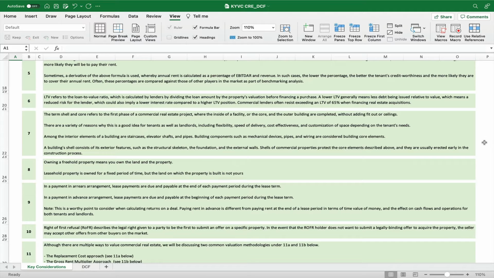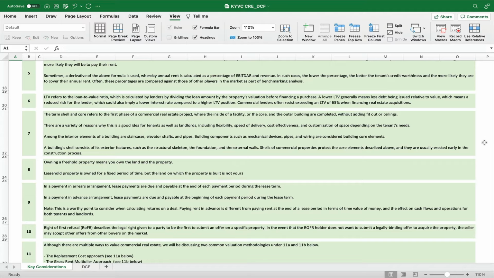And the same concept applies in commercial real estate. A lower LTV, a lower loan to value, means that there is less debt being issued relative to the value of the underlying assets, which means that if there's less debt relative to the value of the asset, the lender is taking less risk.